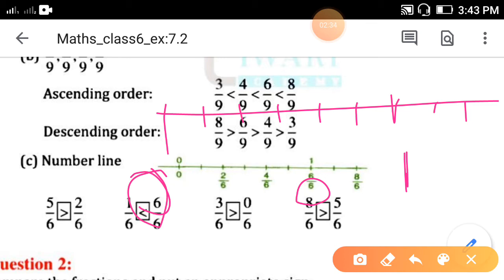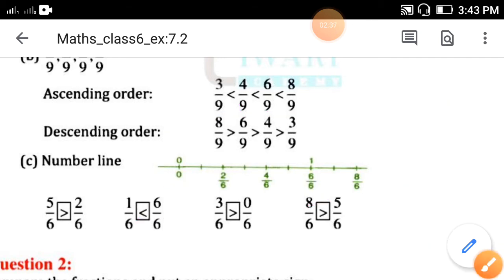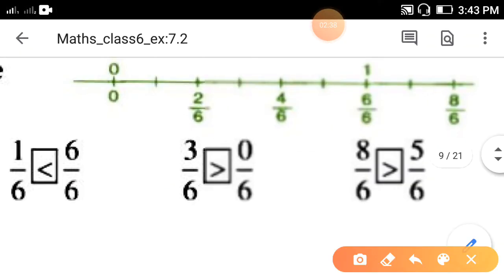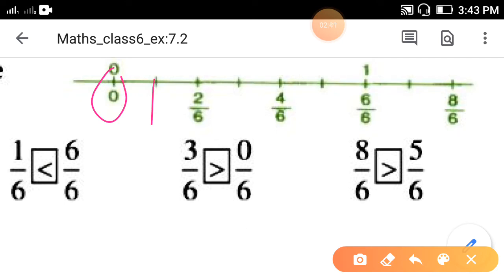Now how to name it? So here it's 0, then 1 by 6, 2 by 6, 3 by 6, 4 by 6, 5 upon 6, 6 upon 6, and 6 and 6 cancel out. So here it is 1. Here 7 upon 6 and here 8 upon 6.